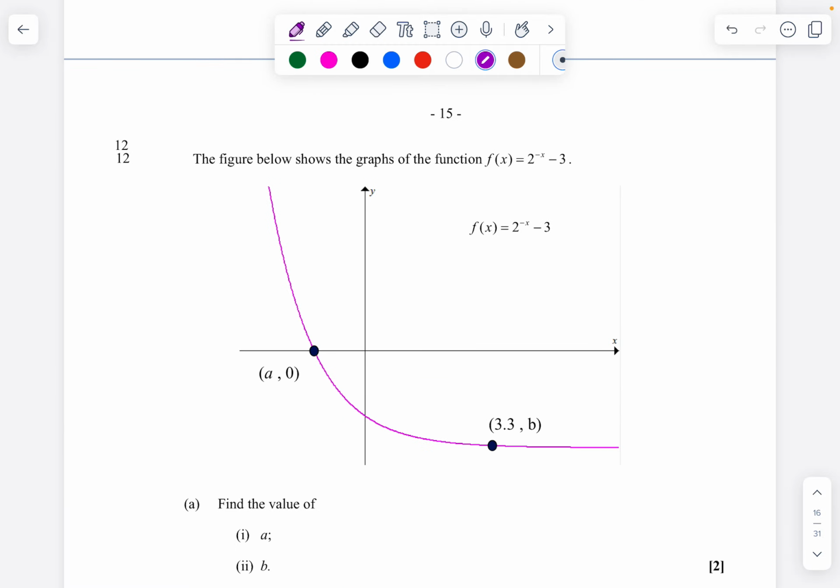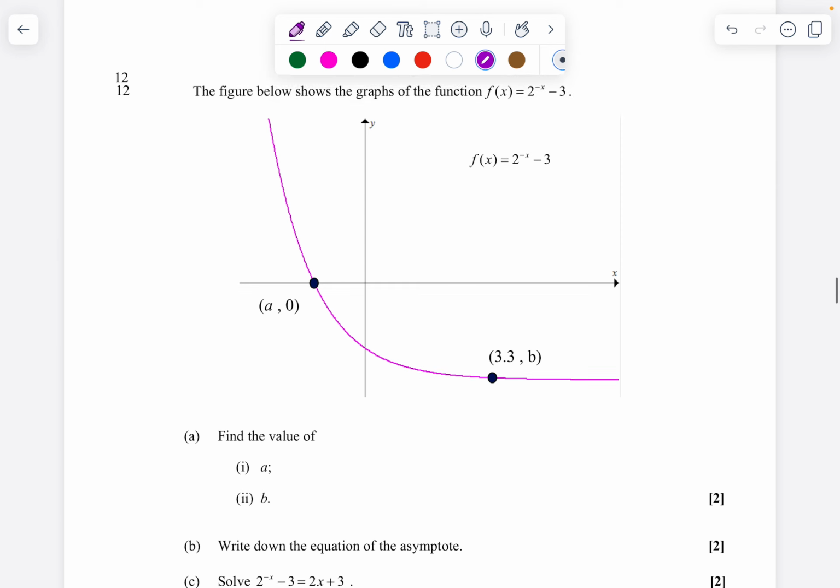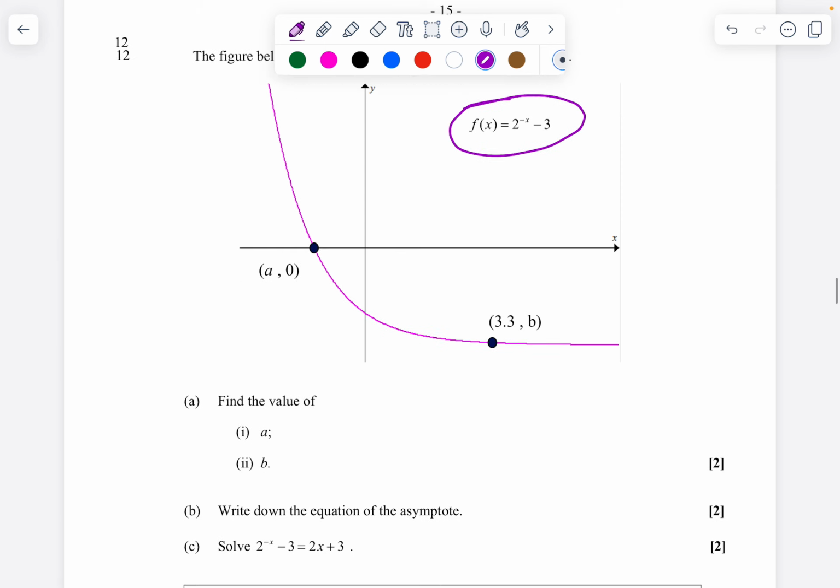Question number 12. The figure shows the graph of y equals f of x equals 2 power minus x minus 3. Find the values of a and b. You can directly draw the graph on the graphing calculator and plot out the roots. So you'll get the a value as minus 1.59 and b value, trace it out from the graphing calculator, as minus 2.89. Use the GDC and get it.